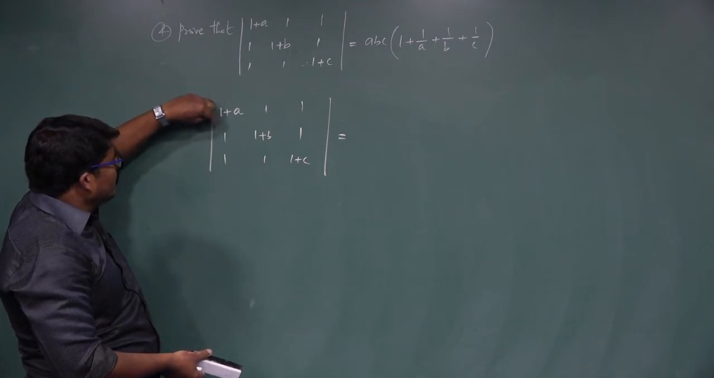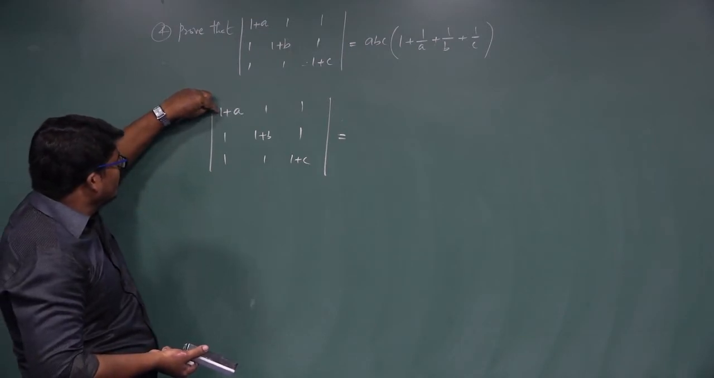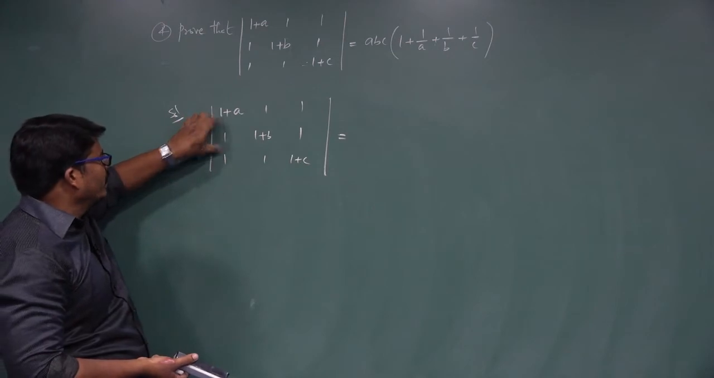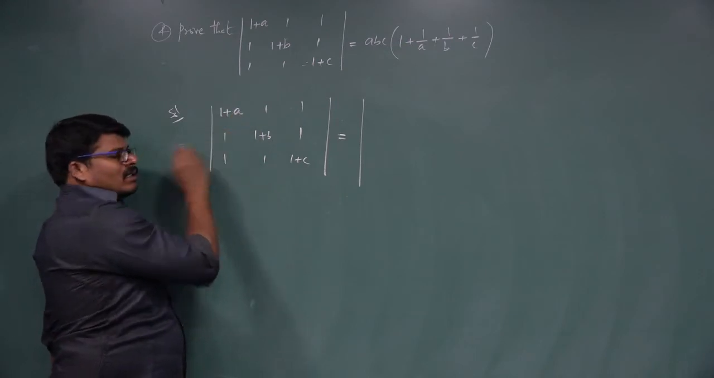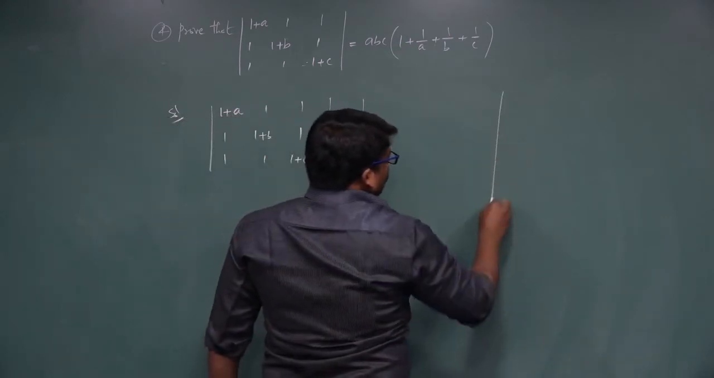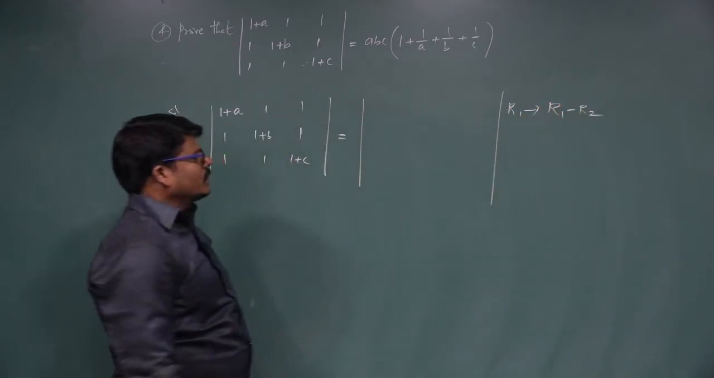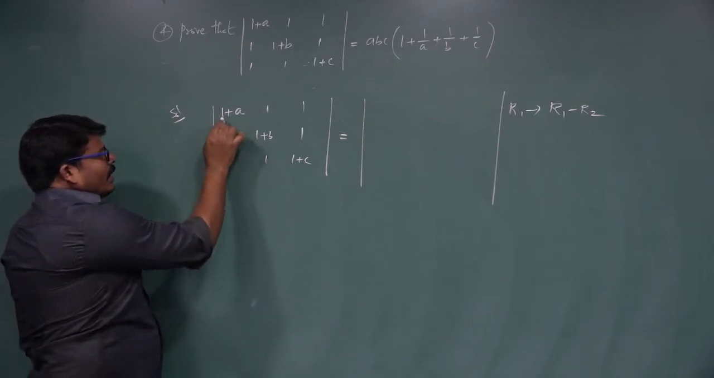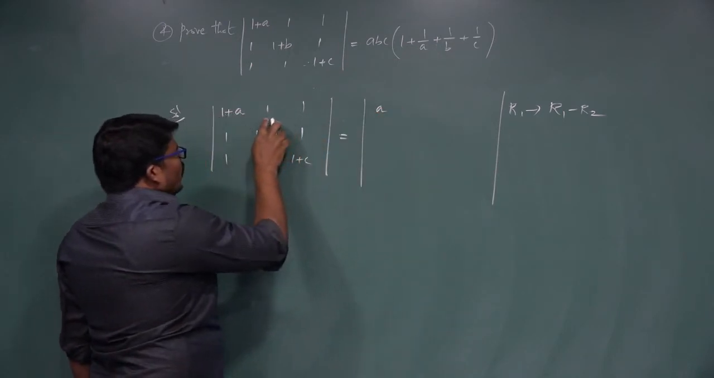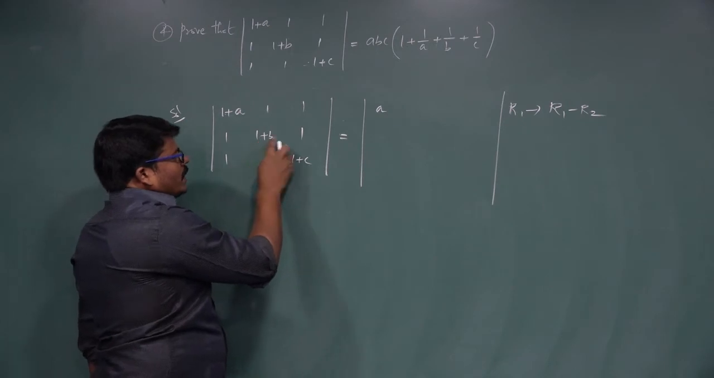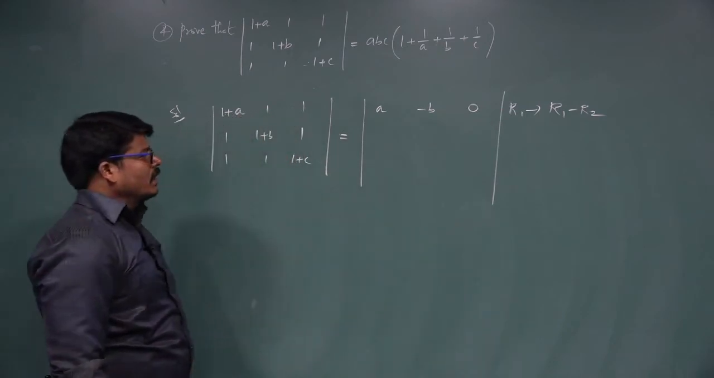Taking any row, now I am taking R1 gives R1 minus R2. The first row we can write R1 minus R2. 1 plus A minus 1 is A. 1 minus 1 is 0. 1 minus 1 is 0. Next, 1 minus 1 is 0, next minus B. Minus B. 1 minus 1 is 0. 1 minus 1 is 0.